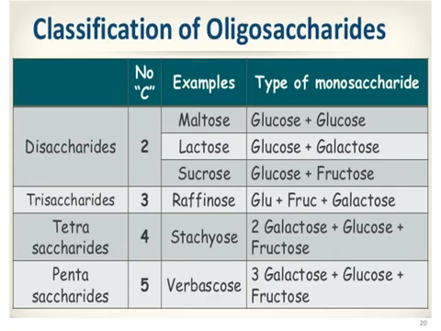Further, the oligosaccharides can also be classified as disaccharides, trisaccharides, tetrasaccharides and pentasaccharides. If we are talking about the disaccharides, these are the oligosaccharides having 2 sugar units in their structure. Examples are maltose, lactose and sucrose. Maltose is formed by the combination of two glucose molecules.